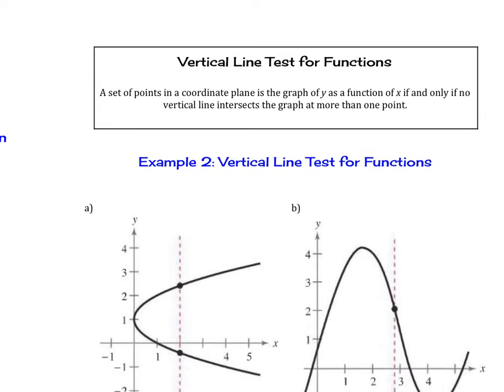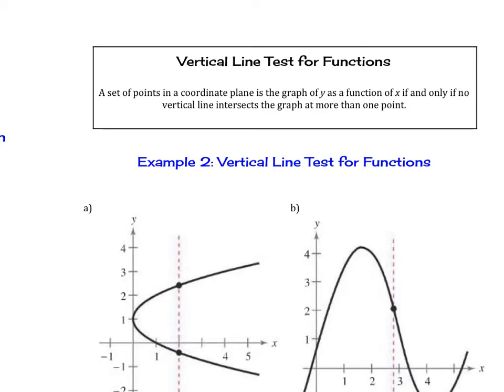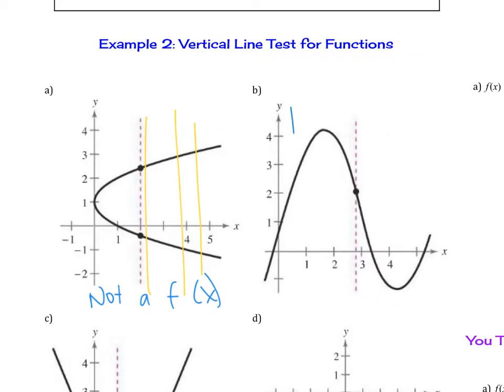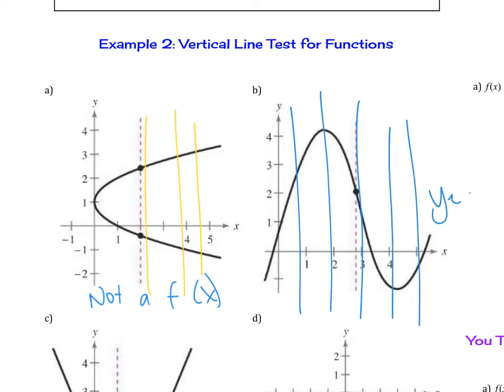So let's look at the vertical line test for functions. A set of points in a coordinate plane is a graph of y as a function of f of x if and only if no vertical line intersects the graph at more than one point. So hopefully this should be a quick review. Looking at example A, if you do the vertical line test, you draw several lines. You notice that it intersects at 2 different spots. Whenever that happens, we know that this is not a function. And letter B, for example, we can draw several vertical lines, and it only intersects at one point, so therefore, yes, this is a function.